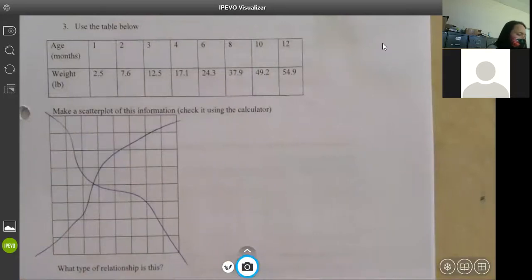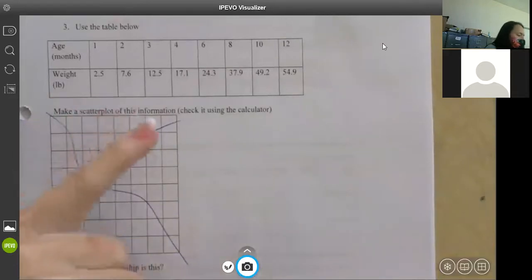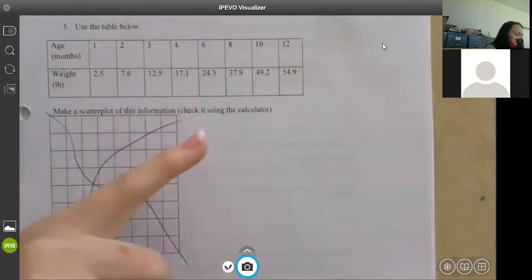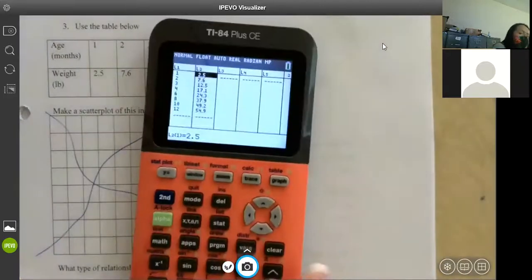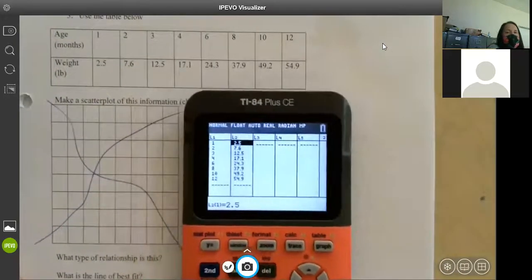2.5, 7.6, 12.5, 17.1, 24.3, 37.9, 49.2, 54.9. So 2.5, 7.6, 12.5, 17.1, 24.3, 37.9. There you go. All right. So once you get them in your calculator, stat, calc, linear regression.